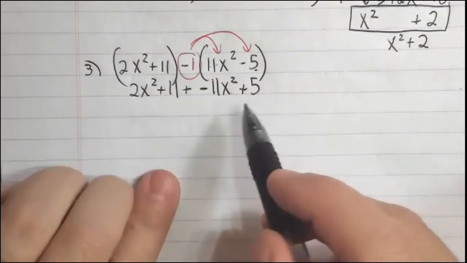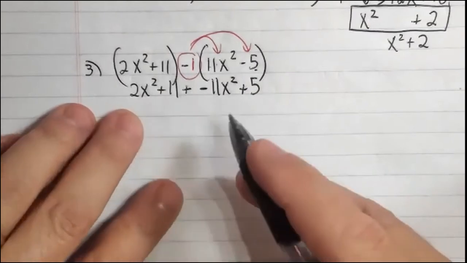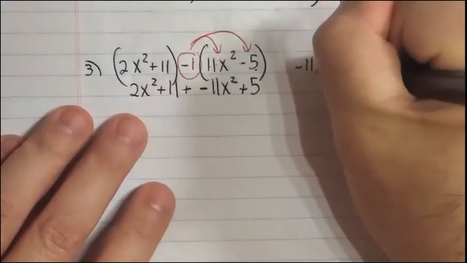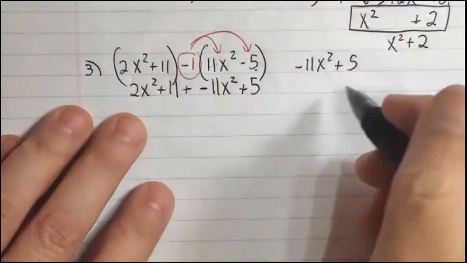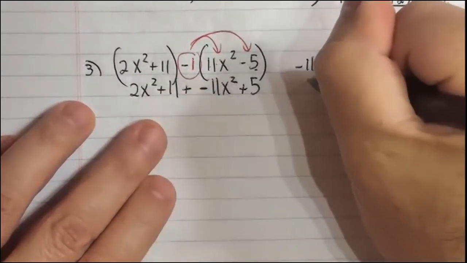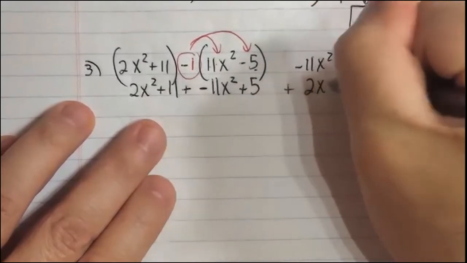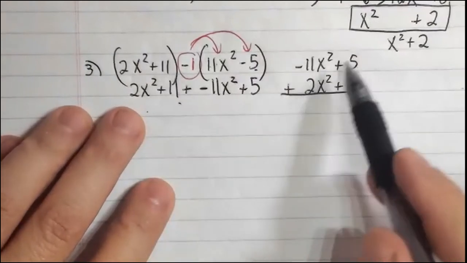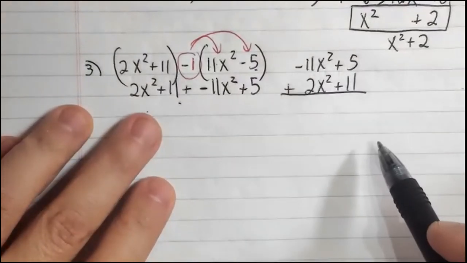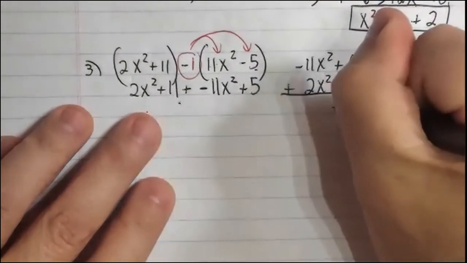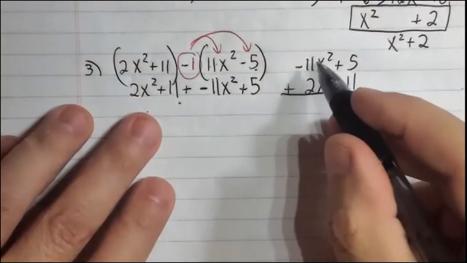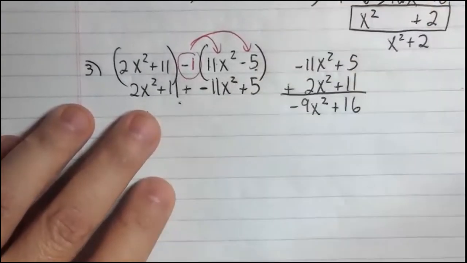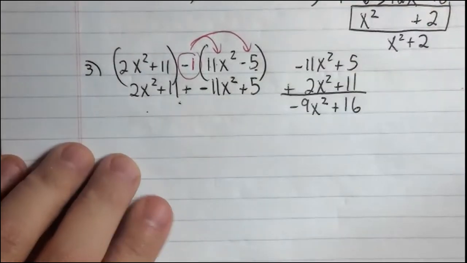And then I'm just going to do it vertically. The x squares we can combine. And some people will do it horizontally. I like to do it vertically. There isn't an x term, so I didn't need to write an x term there. So I'm putting my like terms underneath each other. So I know I can combine these. 5 plus 11 would give me 16. Negative 11x squared plus 2 would give me negative 9x squared. And that would be my answer.